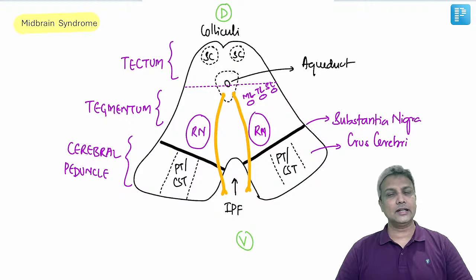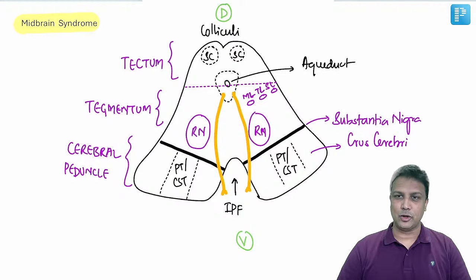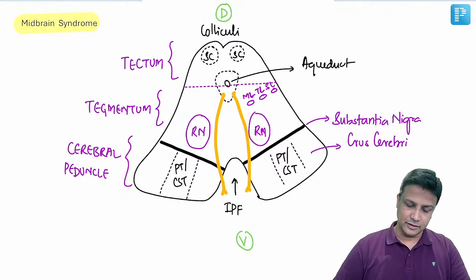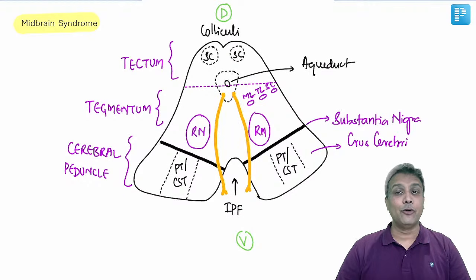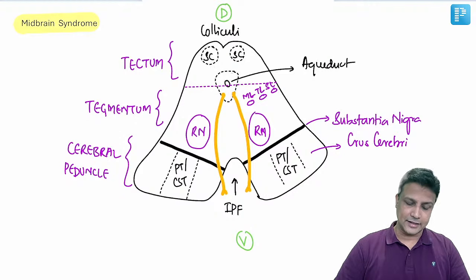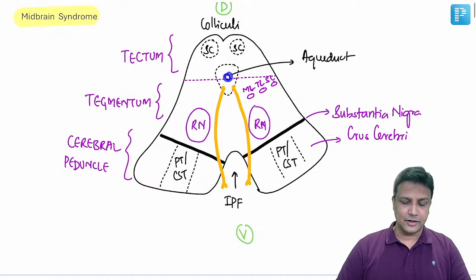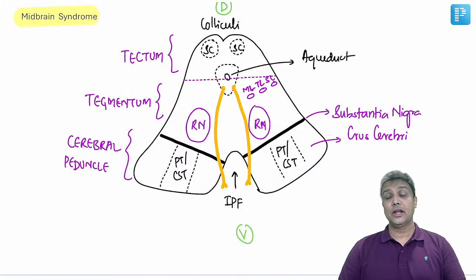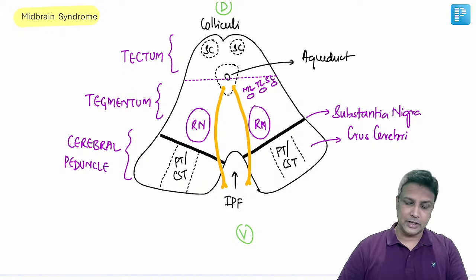This time we are taking the section at the level of the superior colliculus. The difference is that when you take the section at the level of the superior colliculus, you'll be able to find the third nerve, whereas at the level of the inferior colliculus, you'll appreciate the fourth nerve. So right now we are taking the section at the level of the superior colliculus. In the middle, you'll have the aqueduct of Sylvius, which will be an important landmark.